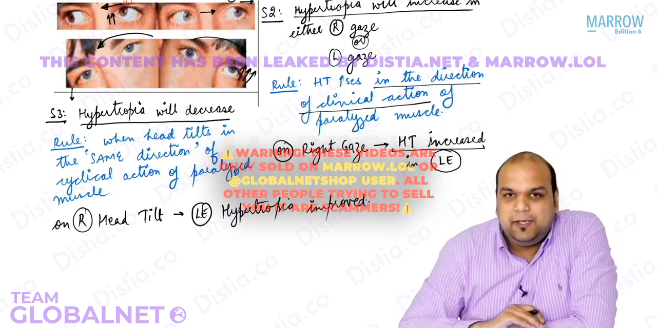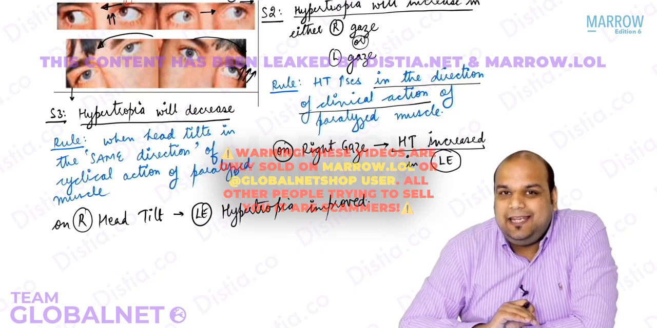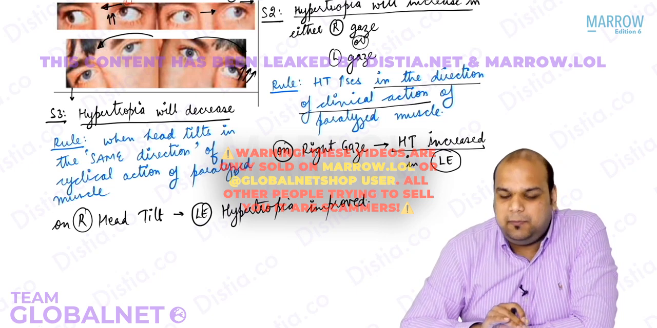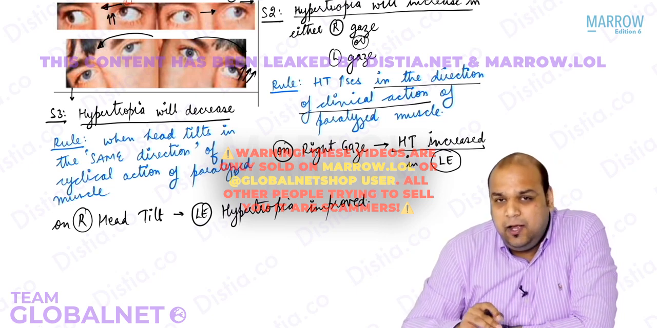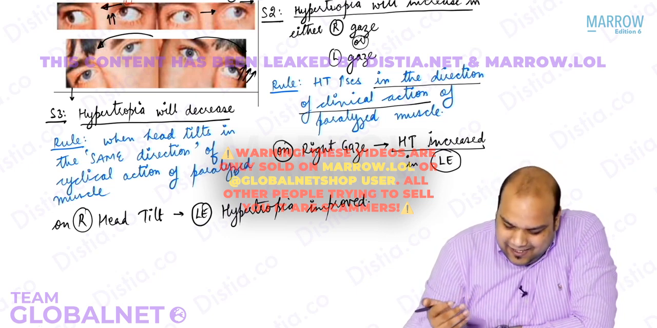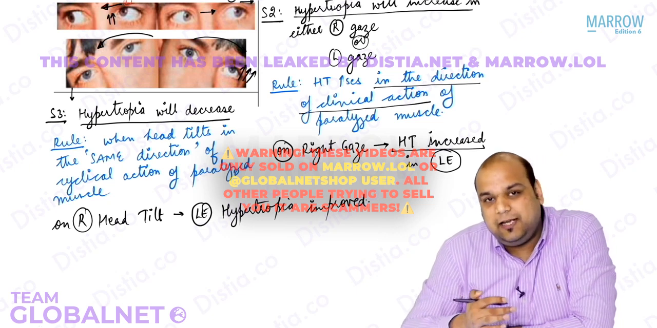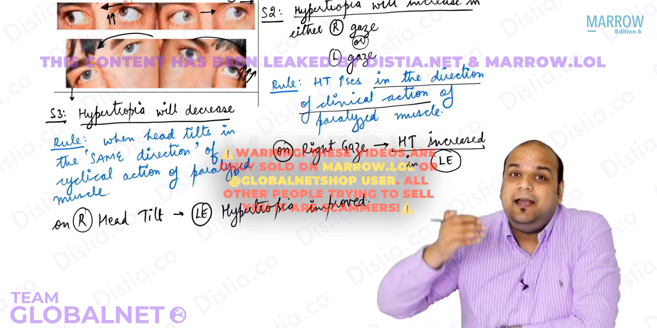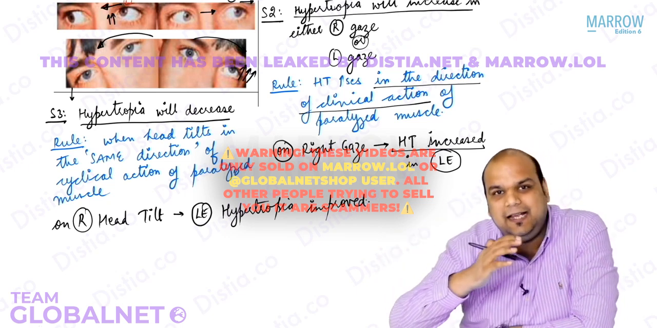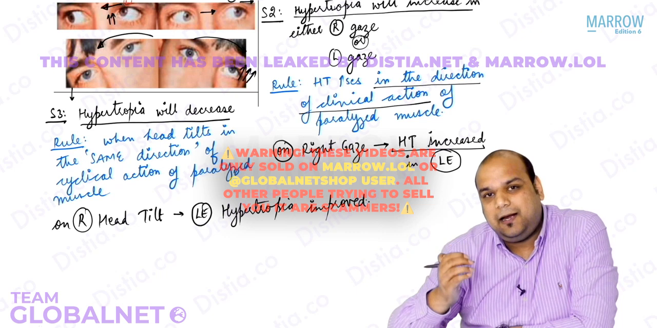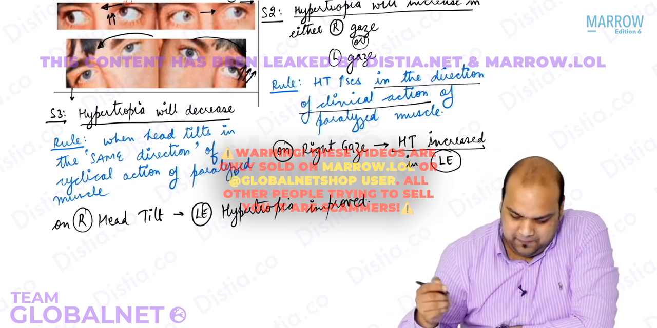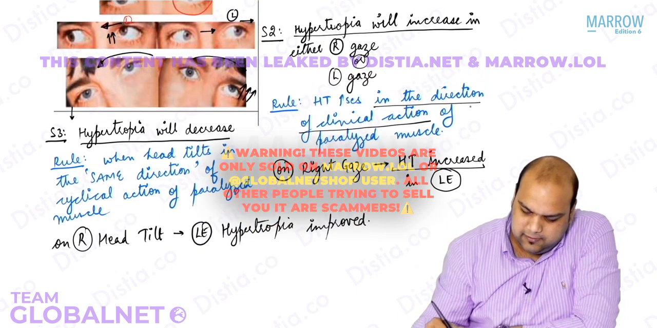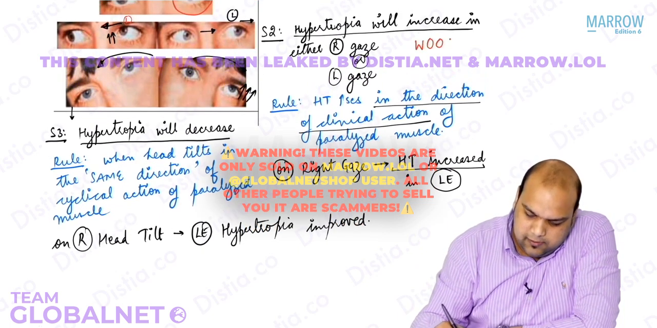This fundamental can be used in diagnosing any of the superior or inferior muscle palsy. All you need to remember is the two rules: in step 2, hypertropia will increase in the direction of clinical action of the paralyzed muscle, whereas in step 3, the hypertropia will decrease in the direction of cyclical action of the paralyzed muscle. For superior oblique, we can remember it simply by a mnemonic. We say VOOG.